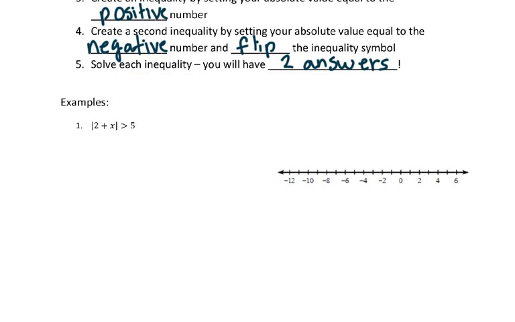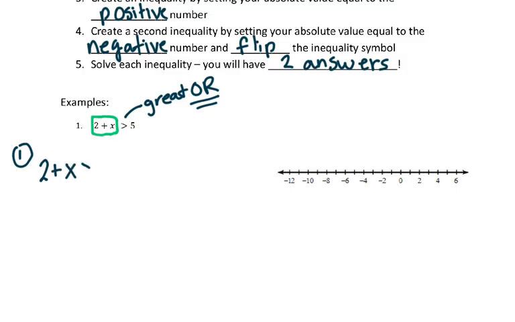So this first one, I box the absolute value and ask myself, is the box the only thing on the left-hand side? I'm going to say yes. Then I'm going to pause. I'm going to figure out my graph. So this one right here, this is a greater symbol. So that tells me that we're doing an or graph. Then I'm going to create two inequalities. So my first inequality is 2 plus x greater than 5. My second inequality is 2 plus x is less than negative 5.